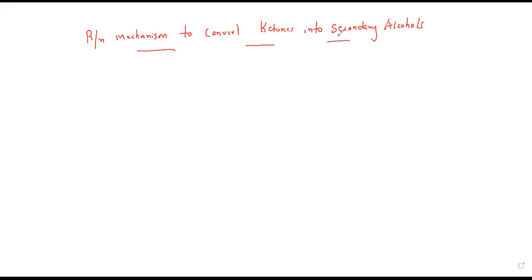Now, the reaction mechanism to convert ketones into secondary alcohols. So please pay attention so you can understand. I'm going to explain this mechanism in 2 steps. Step number 1, nucleophilic attack by hydride anion.